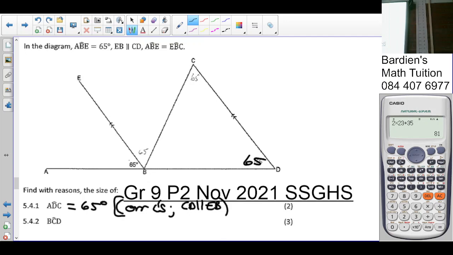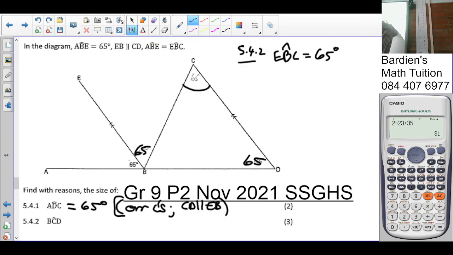Alright. Then I want you to work out angle BCD, this angle here. But we know that this angle is 65, not so? So we have to first say that EBC is equal to 65 degrees. And why is that 65? Because you're given that ABE is equal to EBC. Can you see how that was given to us? That's one mark you must take. Why? Because it's not on the diagram. If it was on the diagram, you didn't need to state it. Okay.